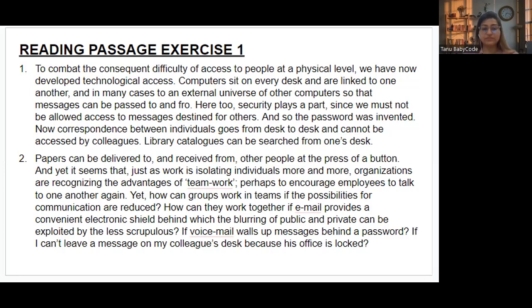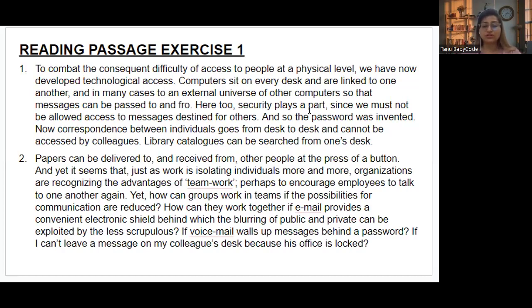So see the first statement. See here the keywords: computers sit on every desk and are linked to one another and in many cases to an external universe. So external universe is the first answer.